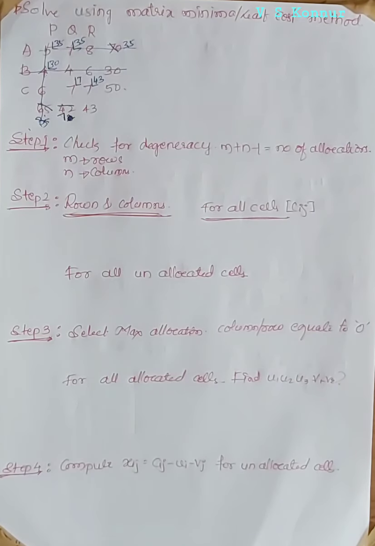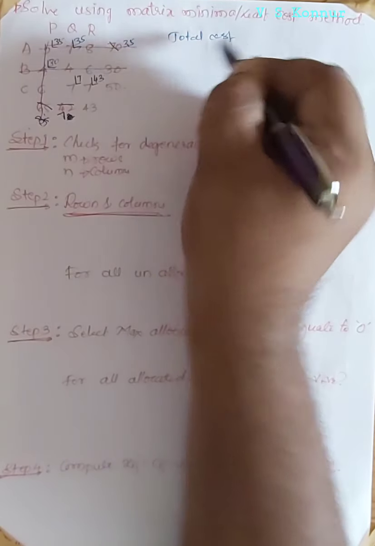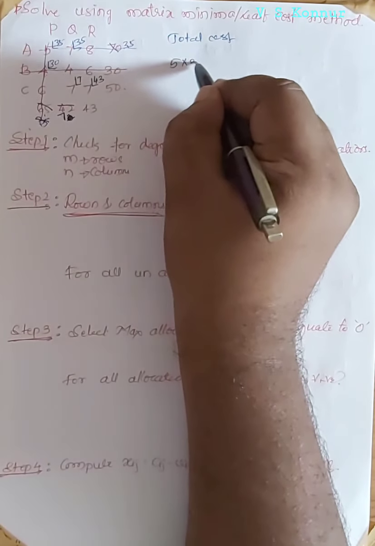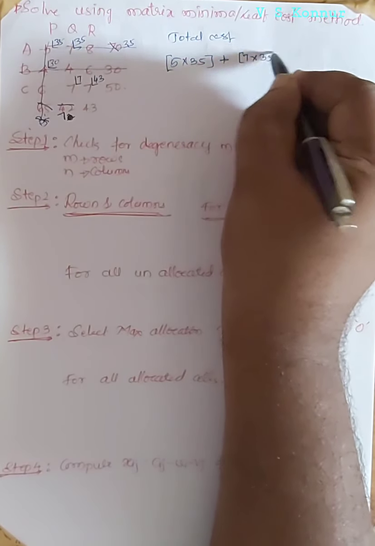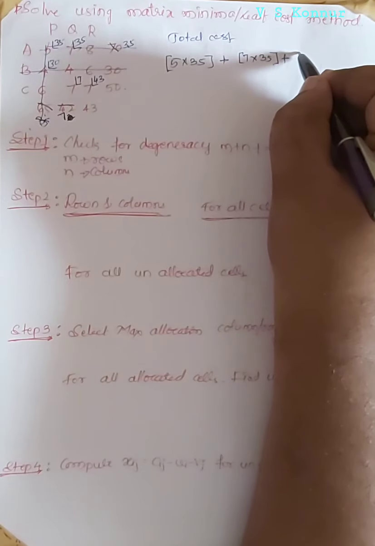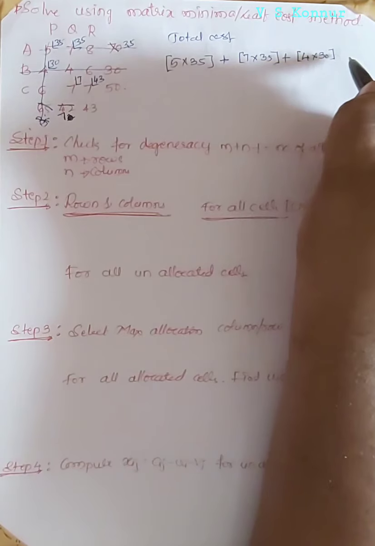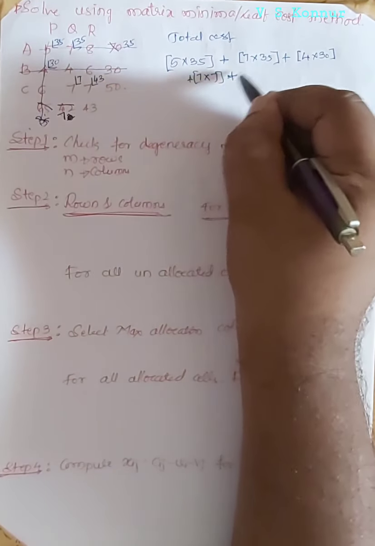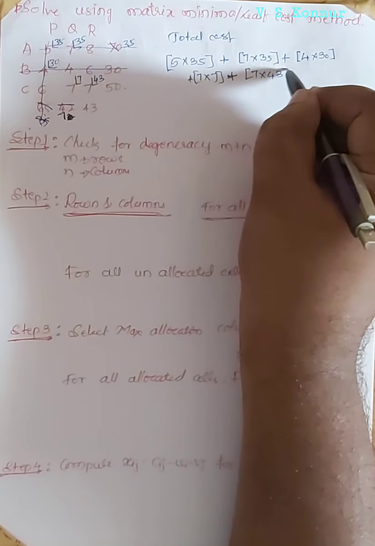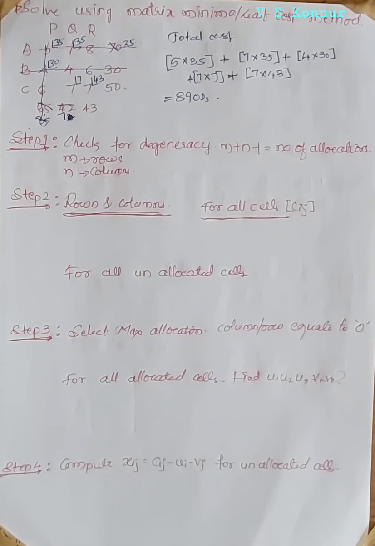These things have been explained earlier. Now there are 5 allocations. You can calculate the total cost. Total cost is calculated by 5 into 35 plus 7 into 35 plus 4 into 30 plus 7 into 7 plus 7 into 43. From this we'll get around 890 rupees as the total cost.